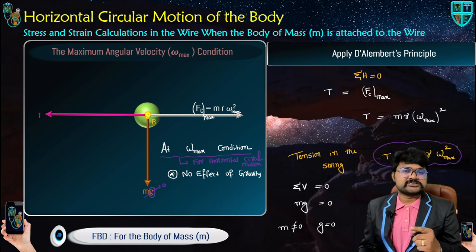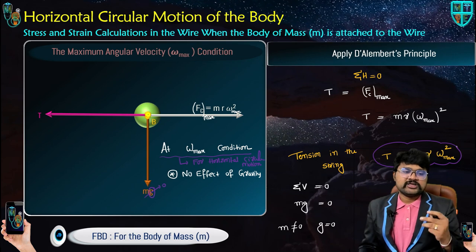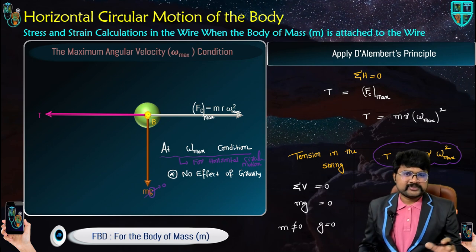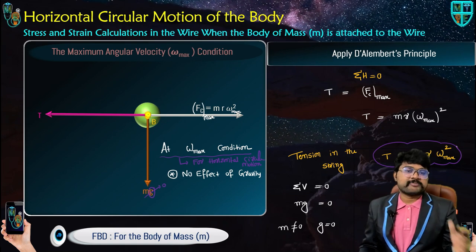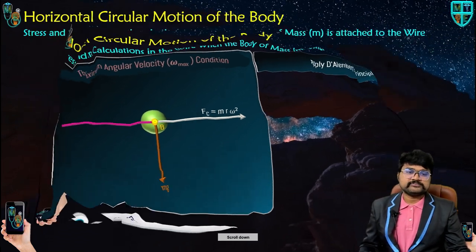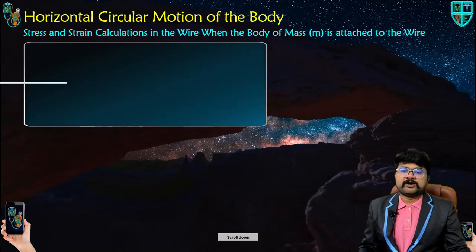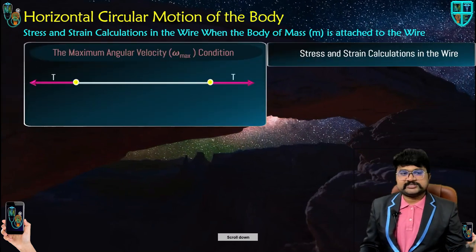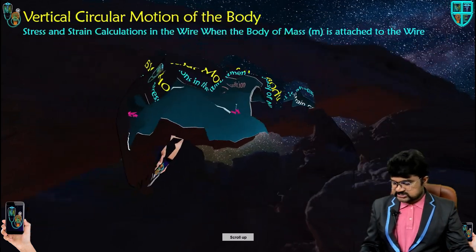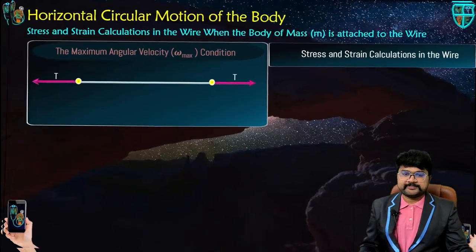Last time we discussed the tension in the string, m omega square L. That is a regular case. In this maximum angular velocity condition, R becomes equal to L. Understood? Now we need to calculate stress strain calculations in the wire.